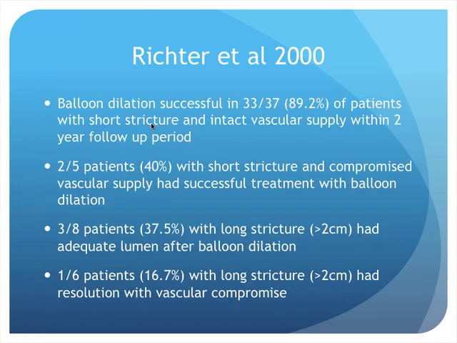So basically what they found was that balloon dilation was successful in 89.2% of the patients with a short stricture, so less than 2 centimeters, and had an intact vascular supply. However, if the vascular supply was compromised, the balloon dilation was less successful, and only 40% of these patients had resolution. For patients with longer strictures, more than 2 centimeters, only 37.5% of these patients had resolution, and 16.7% without vascular compromise had resolution.